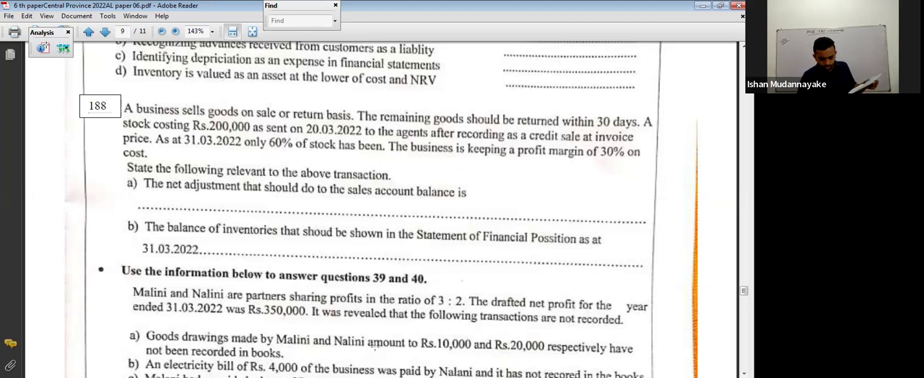Only 60% of the stock has been sold; there's some printing mistake. The business is keeping a profit margin of 30% on cost, a markup. State the following relevant to the above transaction. A: the net adjustment that should be made to the sales account balance.